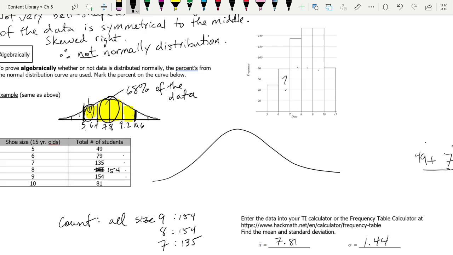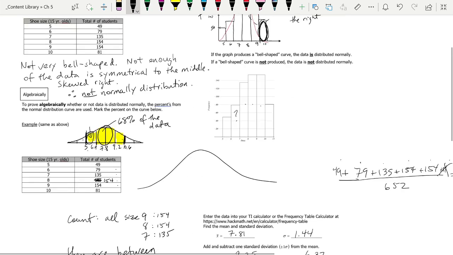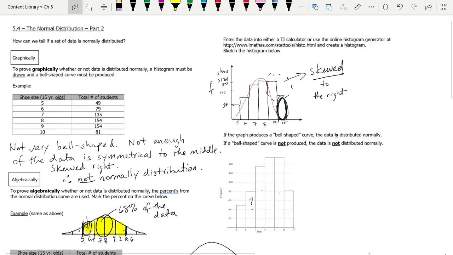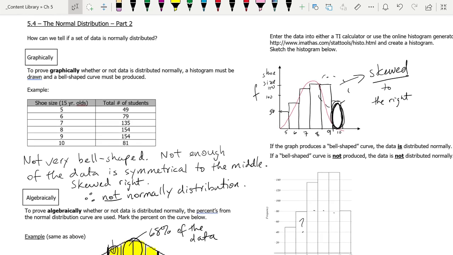What are you thinking? Canada is so big. Okay, excellent question. Somebody has gotten to the heart of this problem right here. Which answer do I like better on the test? I'll tell you this. If this question had been, use a graph to determine if you think this is normally distributed, I'd probably say no.